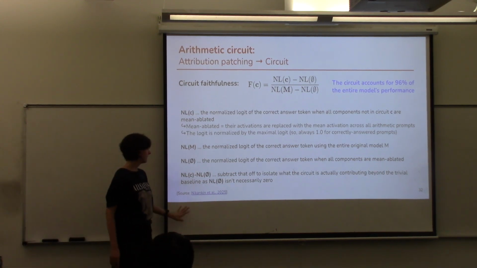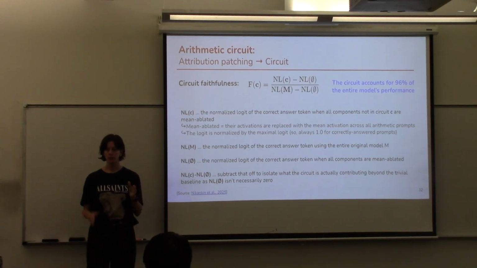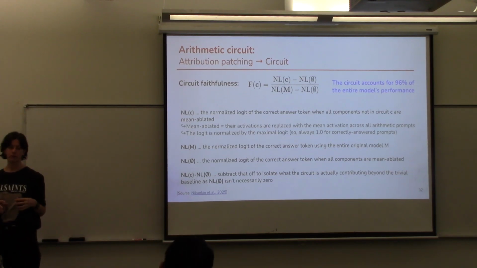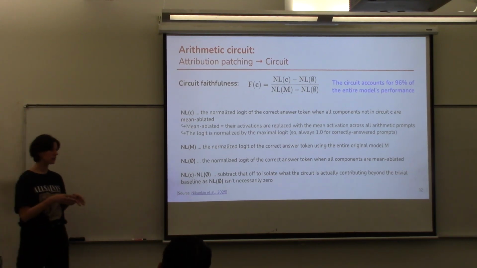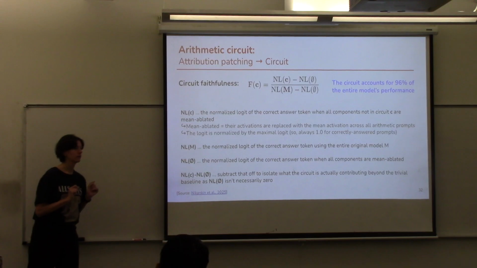Okay, and that's it, right? So if this value is close to 1, meaning the logit for the correct answer is similar when we use a circuit or the full model, that suggests that this circuit is a good replacement for the original model for this given prompt, right?